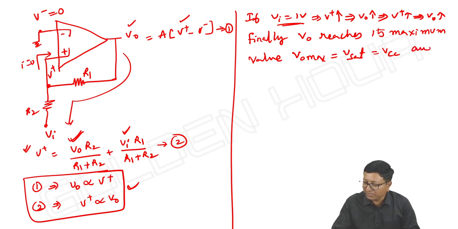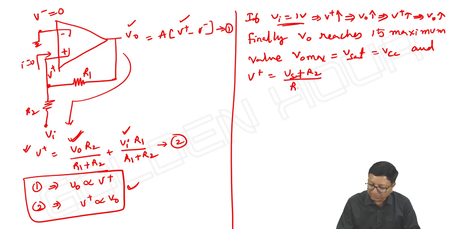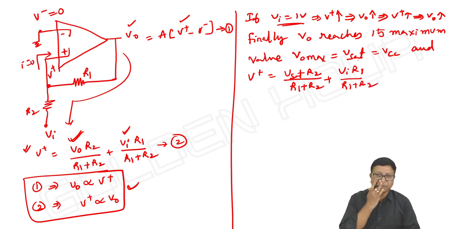If you want, you can write here V plus is equal to V saturation into R2 by R1 plus R2, plus, if input is 1 volt, 1 into R1 by R1 plus R2. Right, I am just writing VI into R1 by R1 plus R2. It depends upon the value of VI. This is what we can say.